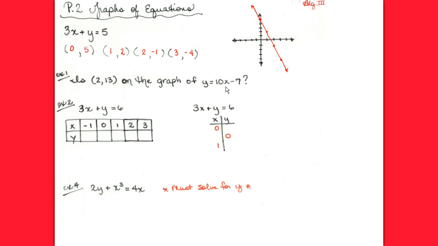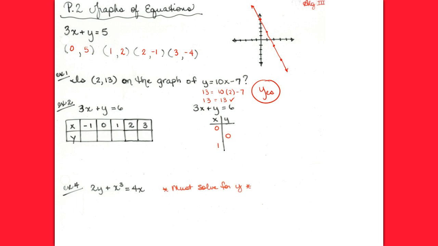All right, so if I'm going to plug that in, I'm going to put 2 in the place of x and 13 in the place of y. What am I looking for? Yeah, are they equal to each other? So when I get 13 equals 13, what does that mean? Is this on the graph or not? Yes. If I had gotten something like 13 equals 27, then no.